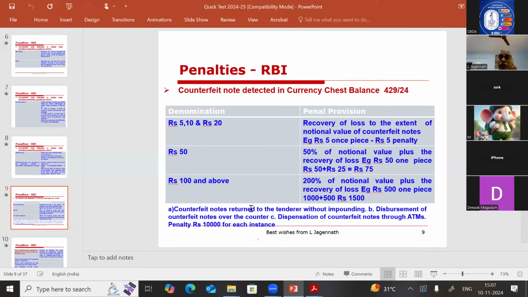Then counterfeit notes returned to the tenderer without impounding. Across the counter, somebody is remitting, you found out it is a fake note, and instead of impounding, you give it back to the customer or general public, asking him to replace it with another note. In that case, what is the penalty? Also disbursement of counterfeit notes over the counter, so you are giving counterfeit notes over the counter. And dispensation of counterfeit notes through ATMs, where counterfeit notes are disbursed to the general public. The penalty is rupees 10,000 for each instance. So these things are told in 429/24.